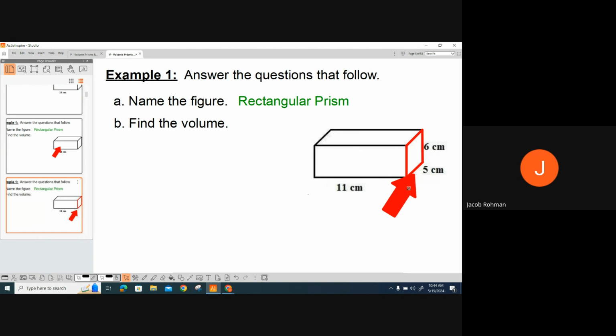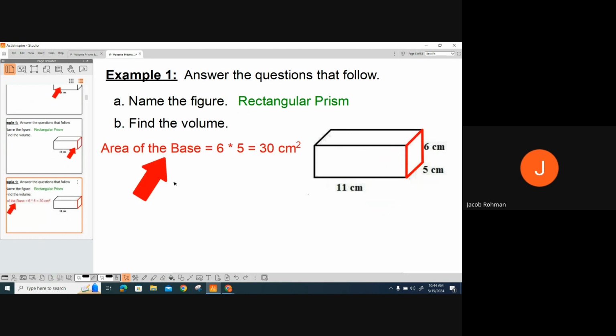So this is going to be the base in red, and it's 6 times 5, which is going to be 30 centimeters squared. So the area of the base is 30 centimeters squared. Now, the height is going to be in blue here, which is 11 centimeters, and that's going to be labeled here, height is 11 centimeters.